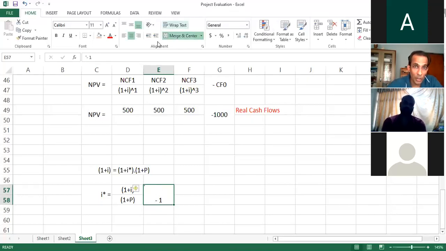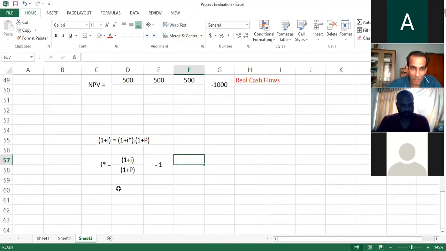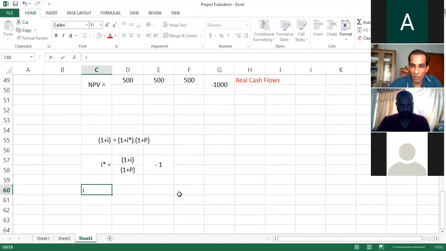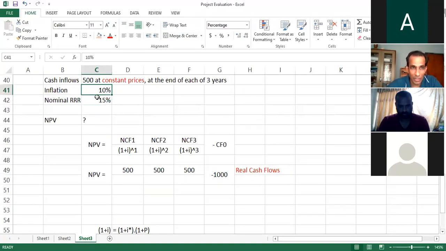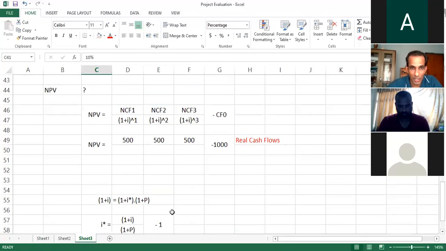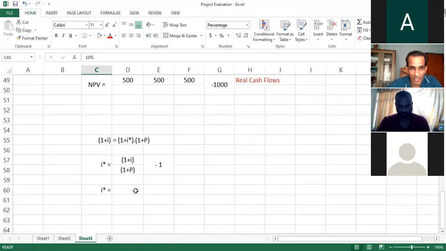Now calculate the real rate for this question. Calculate the real rate for this example. You have all the information, so you can calculate the real rate. The nominal rate is given, inflation is given. What is the real rate?